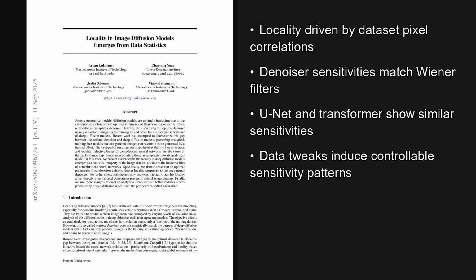Wrapping up, 2 takeaways stand out. Locality mirrors data pixel correlations, not just convolutional inductive bias, and simple Wiener-style projections already explain trained denoisers, enabling better analytical surrogates without hand-tuned receptive fields. The broader implication is practical control. Shaping dataset covariance could steer generative behavior.